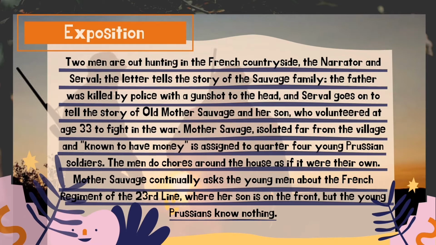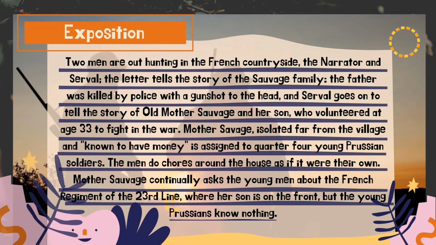Two men are out hunting in the French countryside, the narrator and Serval. The latter tells the story of the Sauvage family. The father was killed by a policeman with a gunshot to the head, and Serval goes on to tell the story of old Mother Sauvage and her son, who volunteered at age 33 to fight in the war.